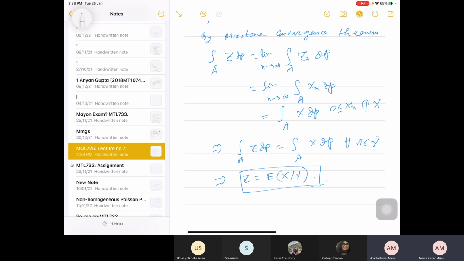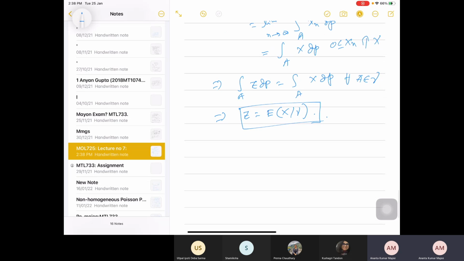So what it says is that if you have any integrable random variable X, then for any sigma algebra nu, there exists a unique conditional expectation of X given nu such that it satisfies those conditions. Okay. So I am not going to prove certain properties of conditional expectations. You can check yourself. I think you have already done it in your class.